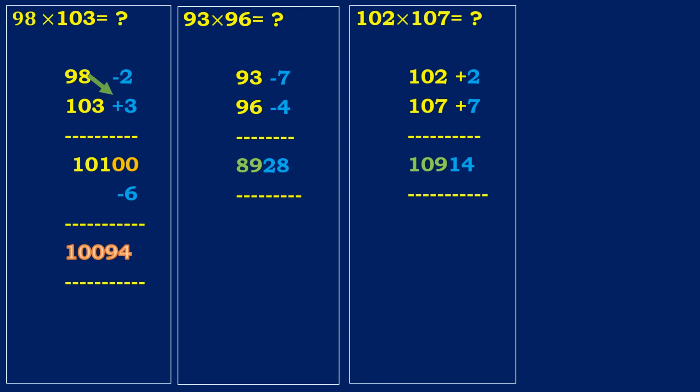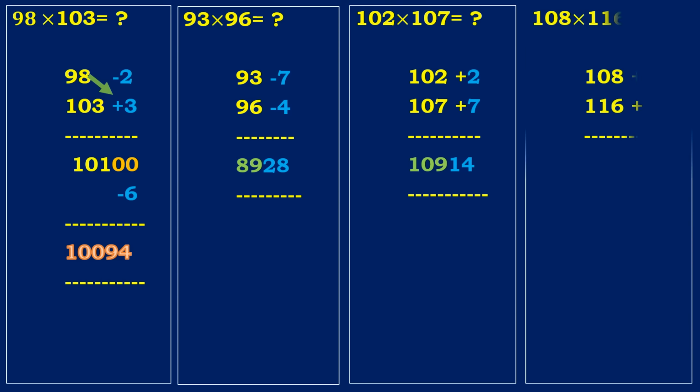Let us look at the third example, which is 102 into 107. Here, 100 plus 2 gives us 102. Similarly, 100 plus 7 gives us 107. You can take any one of these cross additions. So, 102 plus 7 gives us 109. This is the first part of the answer. The product of 2 into 7 will be 14. Then, the required result is 10,914.